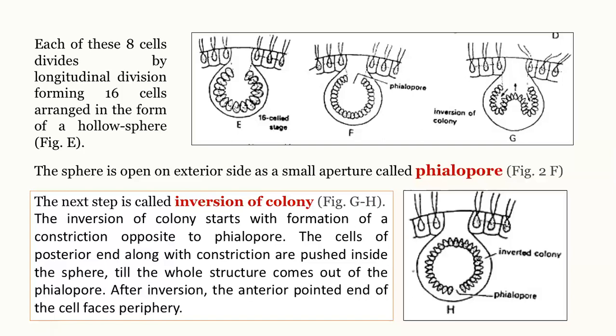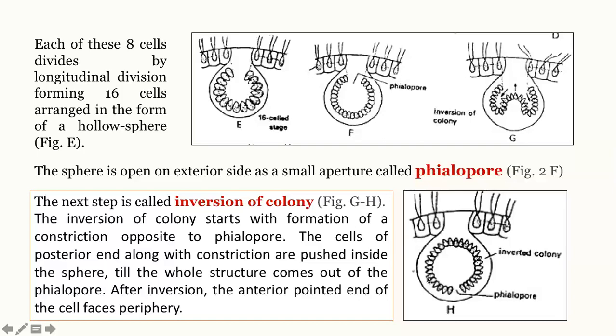Just like we can invert a plastic cover inside out, the same way the cells within the gonadium will start getting inverted out through the phylopore. And once this inversion is complete, you can see here in the last picture, the anterior ends are now facing towards the periphery, and gradually this phylopore will get closed by the cytoplasmic connections. And now you will have a complete colony that is being formed.